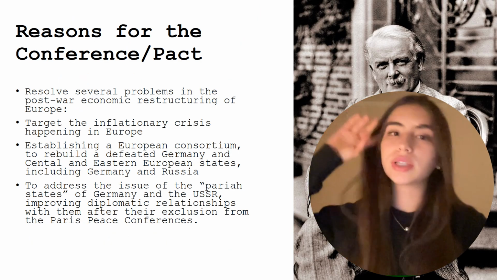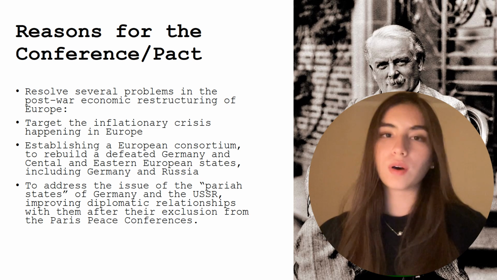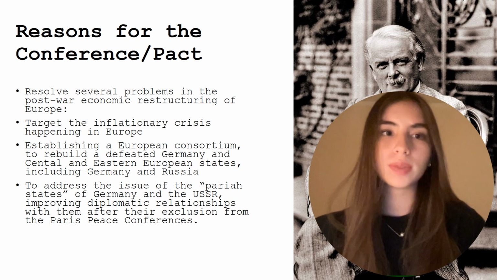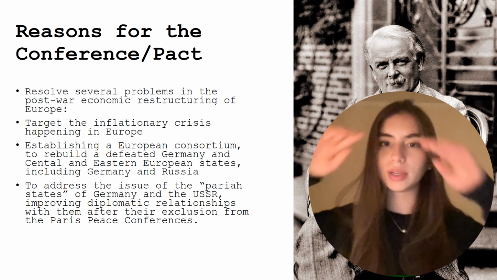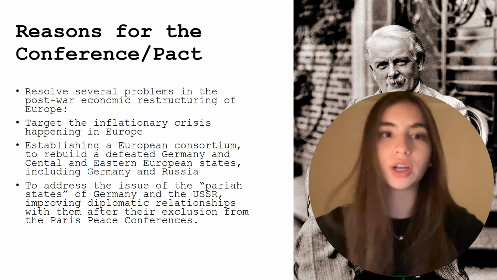So what were the reasons for the conference or the pact? The whole name of the Genoa Conference was the Economic and Financial Conference of Genoa. And that's because its main aim was to resolve several problems in the post-war economic restructuring of Europe. Obviously, Europe had been ravaged by World War I, and there was a rampant inflationary crisis.